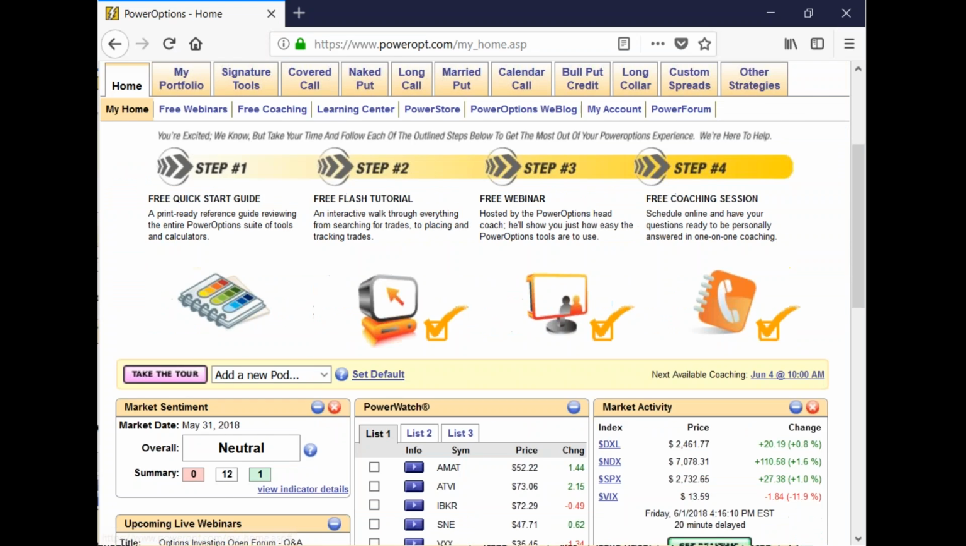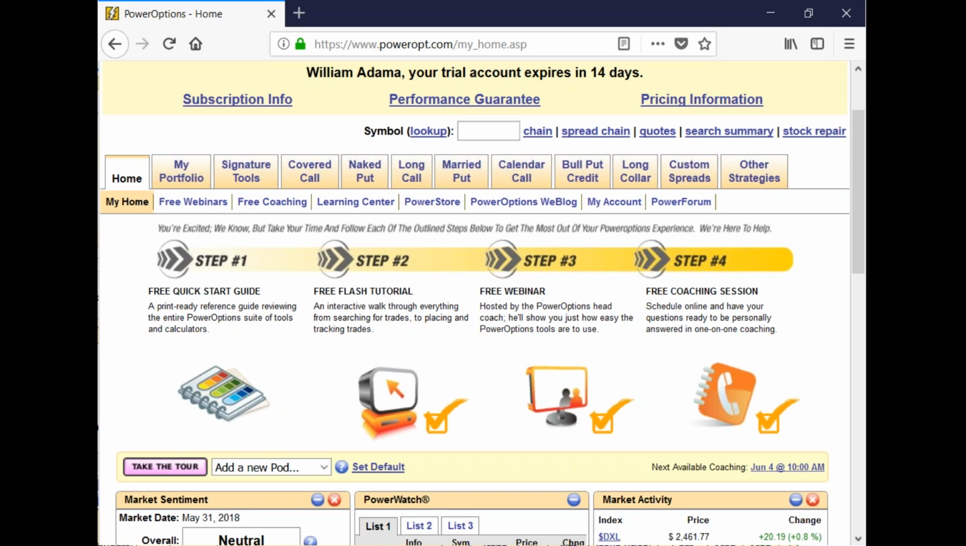And what we're looking at here, of course, is just the basic structure of a trial account on Power Options. So those of you that are just getting started, I encourage you, of course, to take advantage of the 4 steps that are listed there. So you can schedule the free coaching session and so forth. Go through the free flash tutorials, access the free webinars we have, the live webinars and the recorded webinars, and of course get the quick start guide.